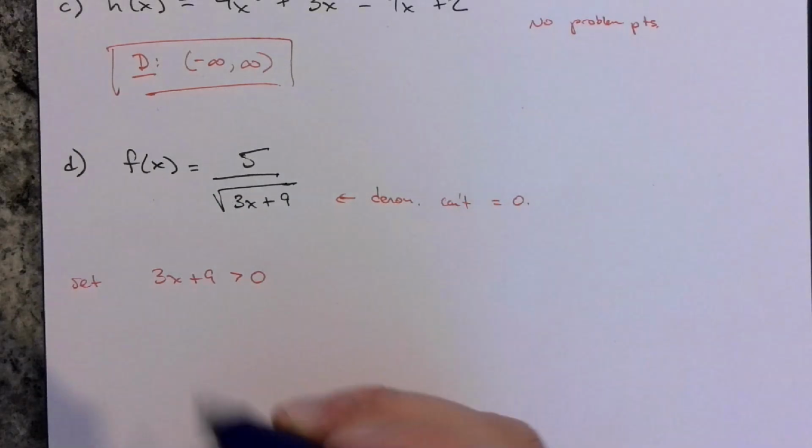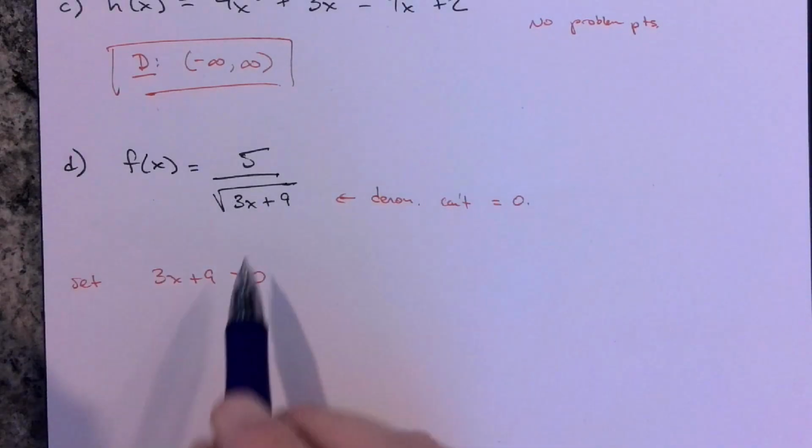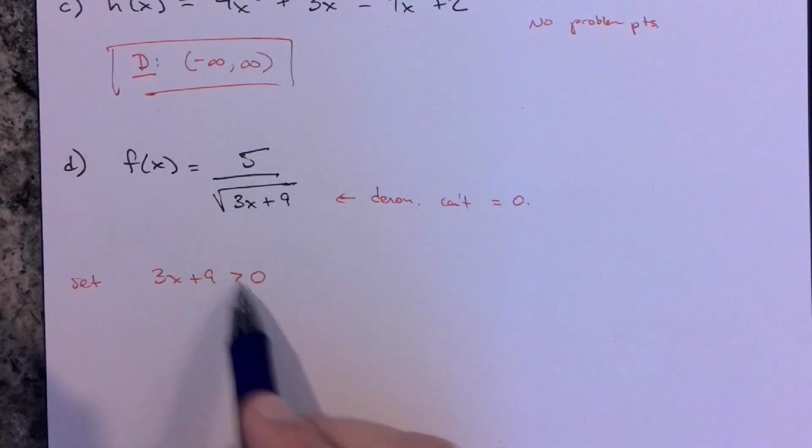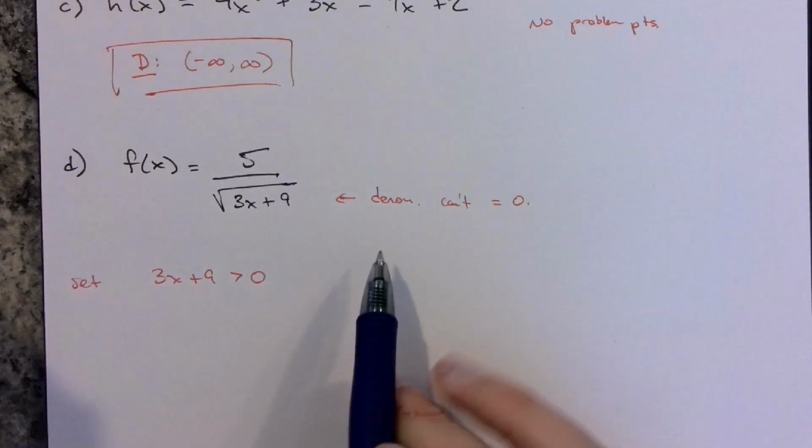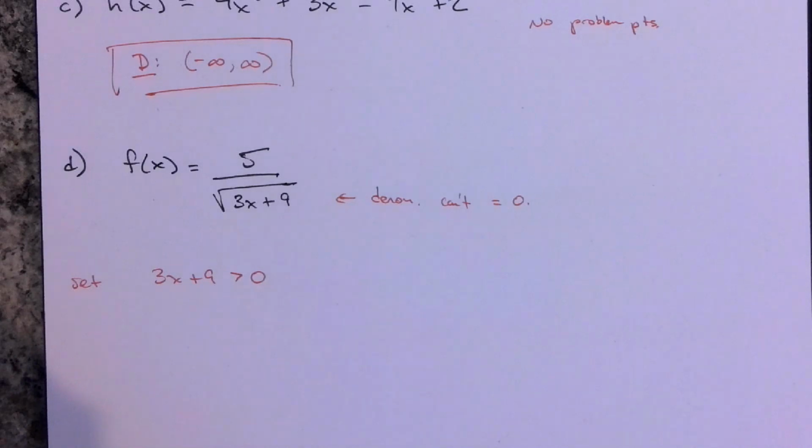Remember, these are going to be the good points. These are the points that cause the inside of the radical to become positive, which is what we want. We just don't want it to be negative. And in this case, we also don't want it to be 0. So this will give us our domain.